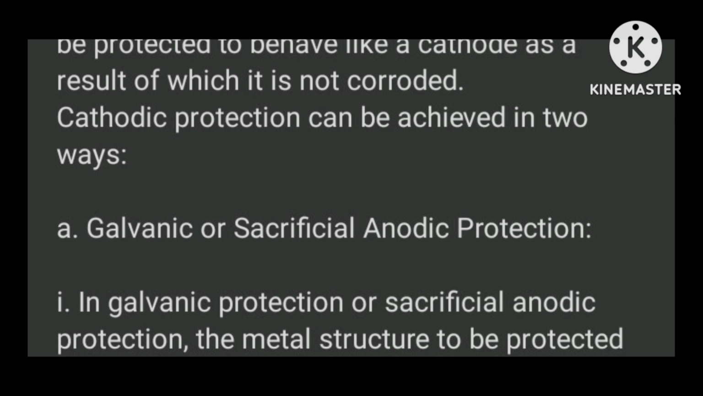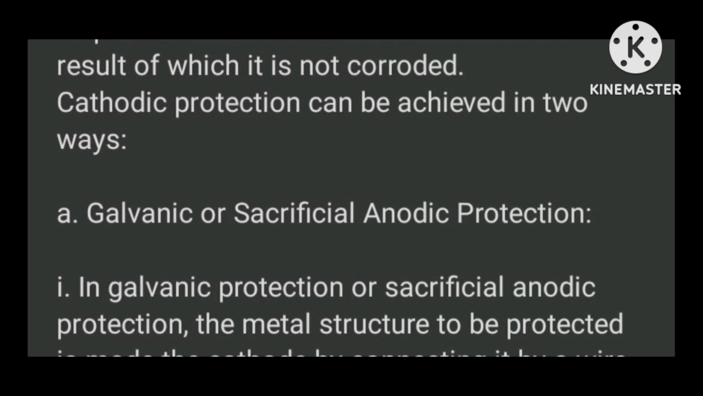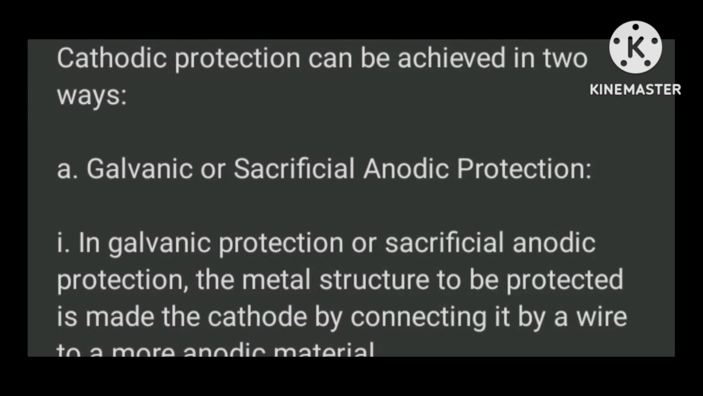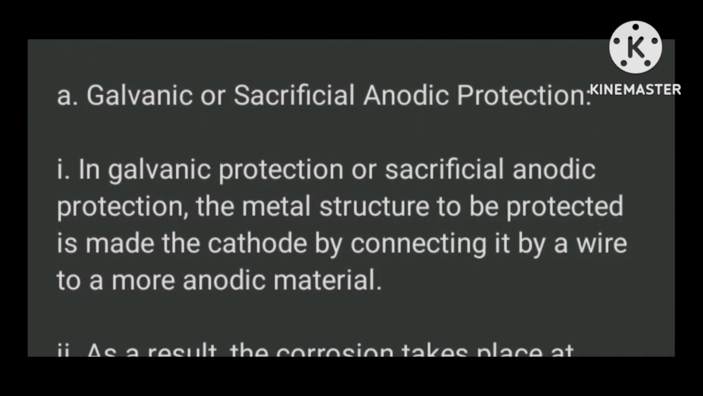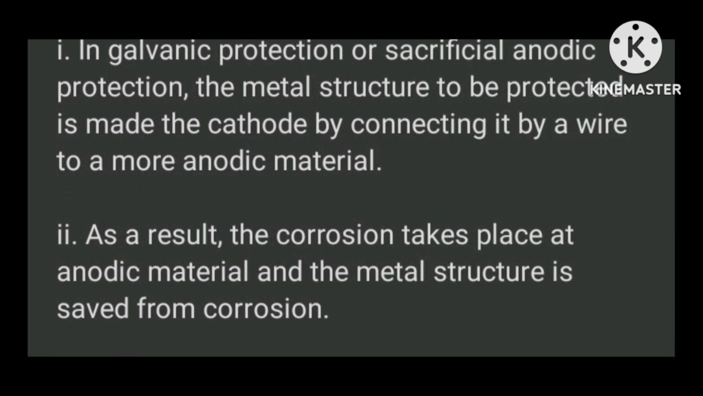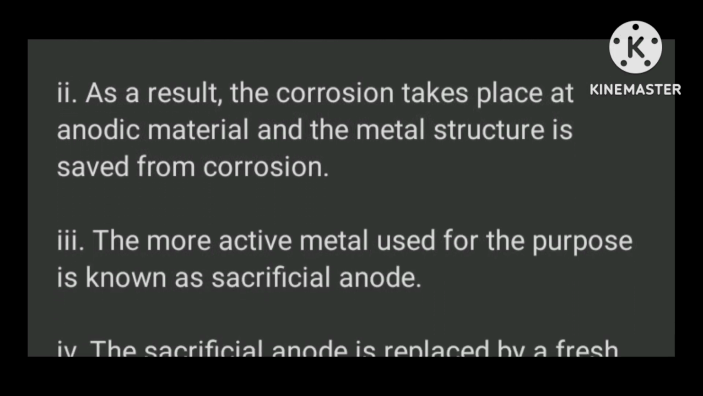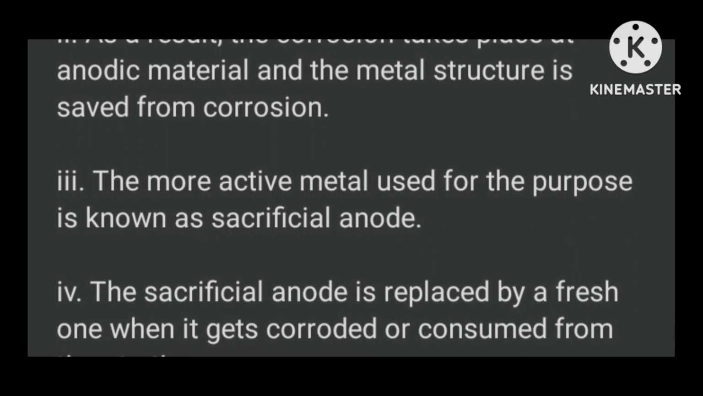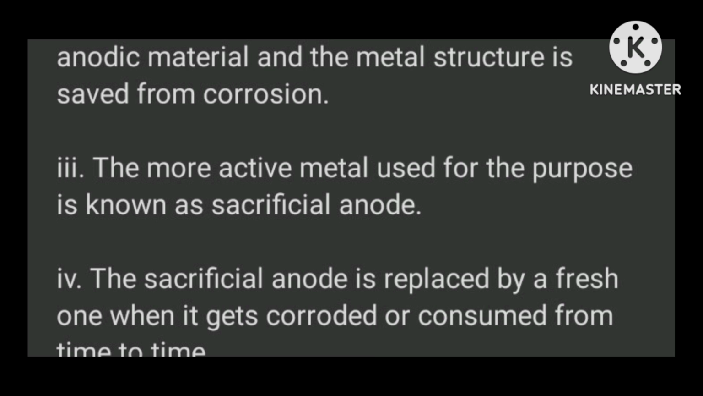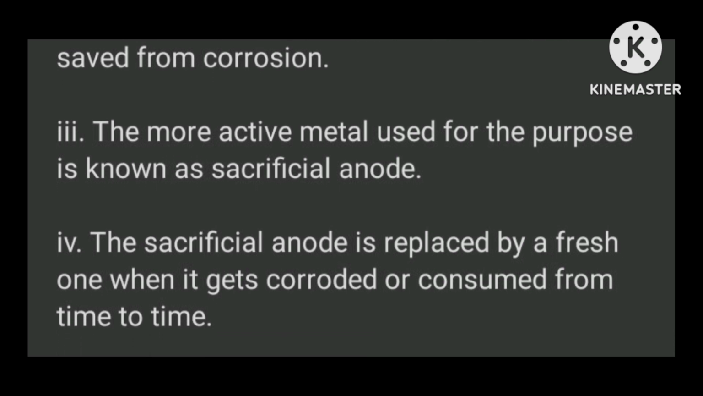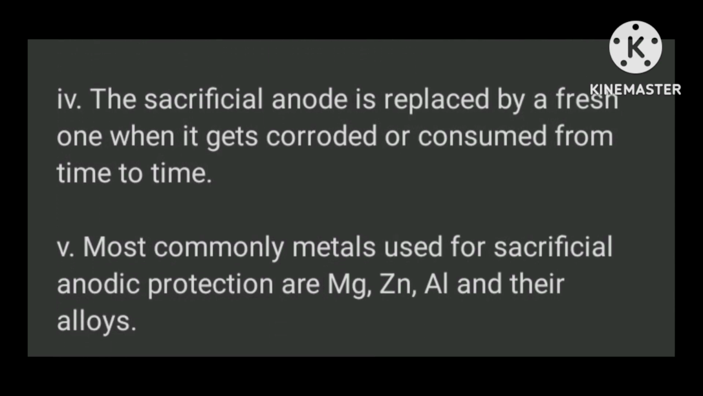First, in galvanic protection or sacrificial anodic protection, the metal structure to be protected is made the cathode by connecting it by a wire to a more anodic material. Second, as a result, the corrosion takes place at the anodic material and the metal structure is saved from corrosion. Third, the more active metal used for the purpose is known as sacrificial anode. Fourth, the sacrificial anode is replaced by a fresh one when it gets corroded or consumed from time to time.